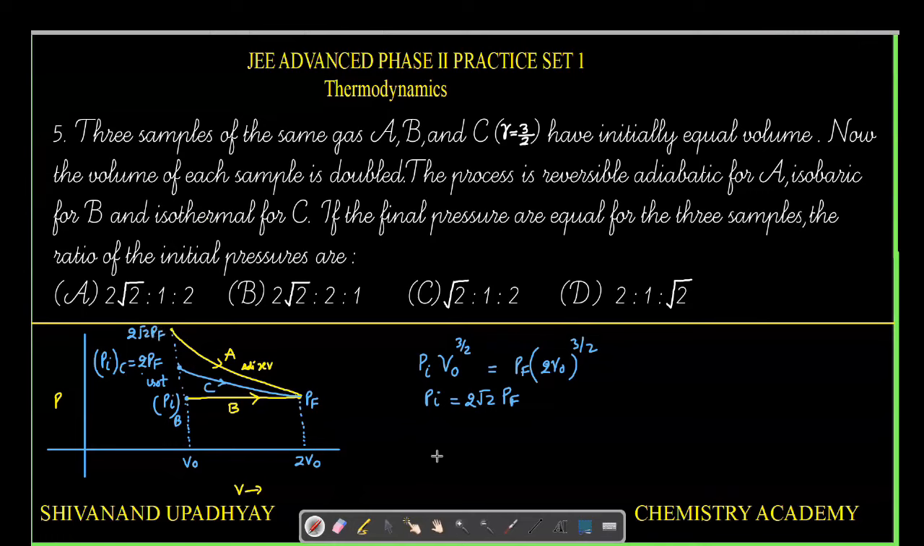Now we have to write the ratio of pressure in case of the A process, initial pressure, then in case of the B process, initial, and then in case of the C process, initial pressure. So in A, initial pressure is 2 root 2 times final pressure. P final will cancel out. In case of B, this is equal to 1, and in case of C, this is equal to 2. So the ratio is 2 root 2 is to 1 is to 2. From there, we are getting the answer A. A will be the answer.